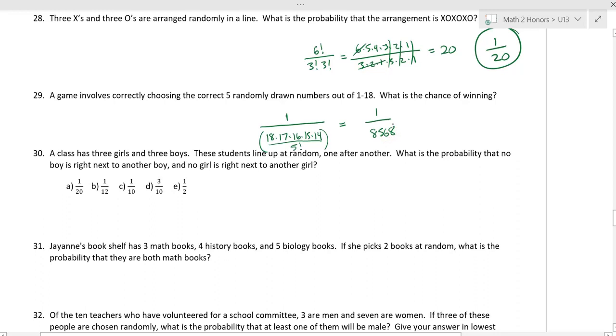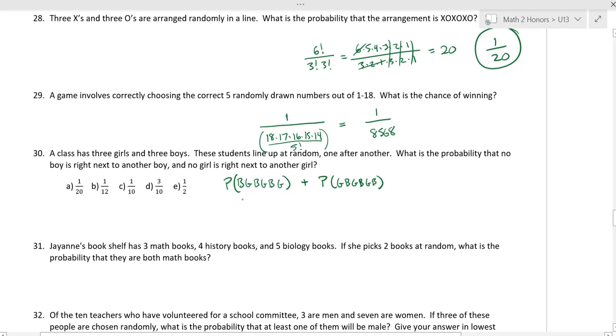All right. Number 30, a class has 3 girls and 3 boys. These students line up at random, one after the other. What is the probability that no boy is right next to another boy and no girl is right next to another girl? So you have, well, you can start with a boy. So you have the probability of that happening, or you can start with a girl.